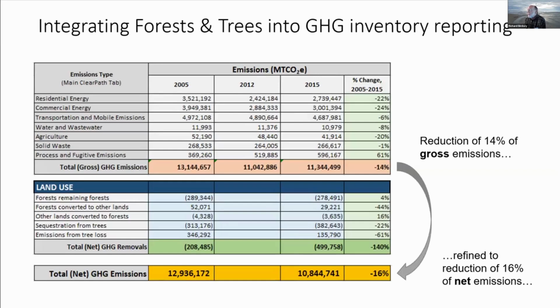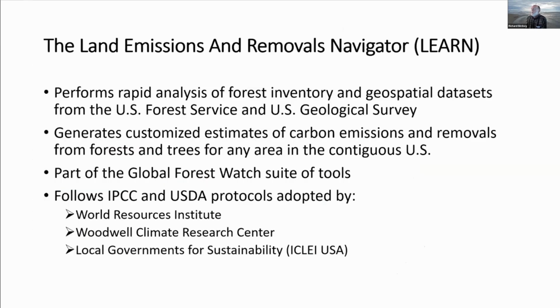It's not a huge amount, but it's enough to be significant, and the counties wanted to account for it. In some counties, it's a much larger proportion of carbon being taken up by the forest than being emitted by the infrastructure and the use of energy, especially the more rural counties. So we decided to develop an online tool, which we called the Land Emissions and Removals Navigator, or LEARN, with the idea that this would perform a rapid analysis of several different kinds of data sets from the Forest Service and the U.S. Geological Survey, would generate customized estimates for any area in the contiguous United States.